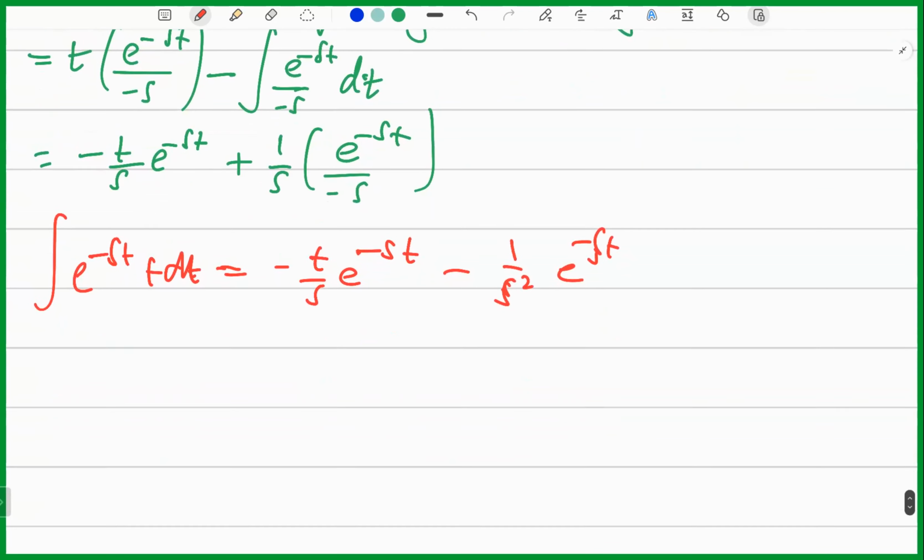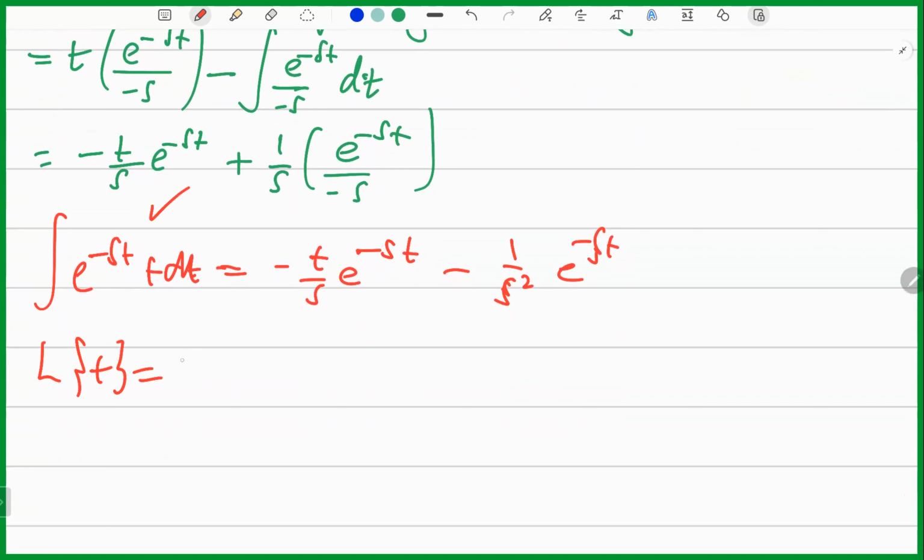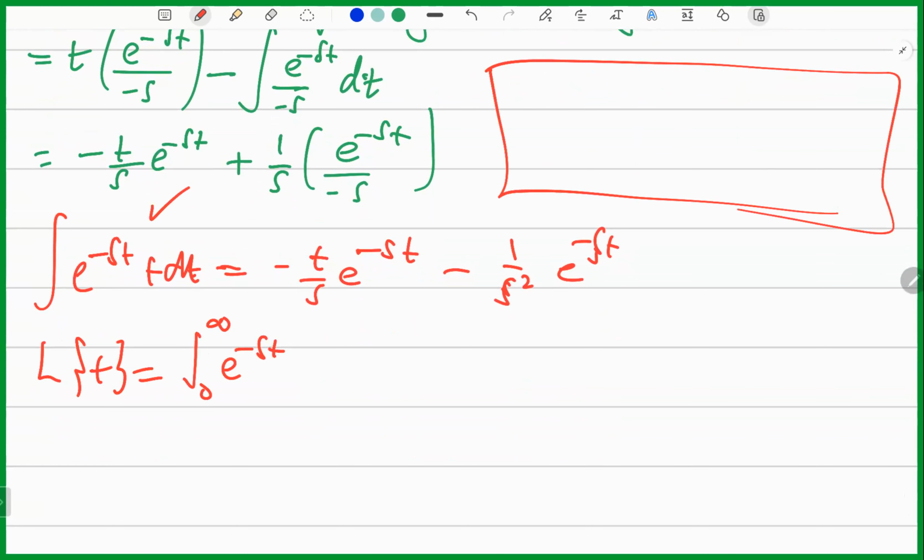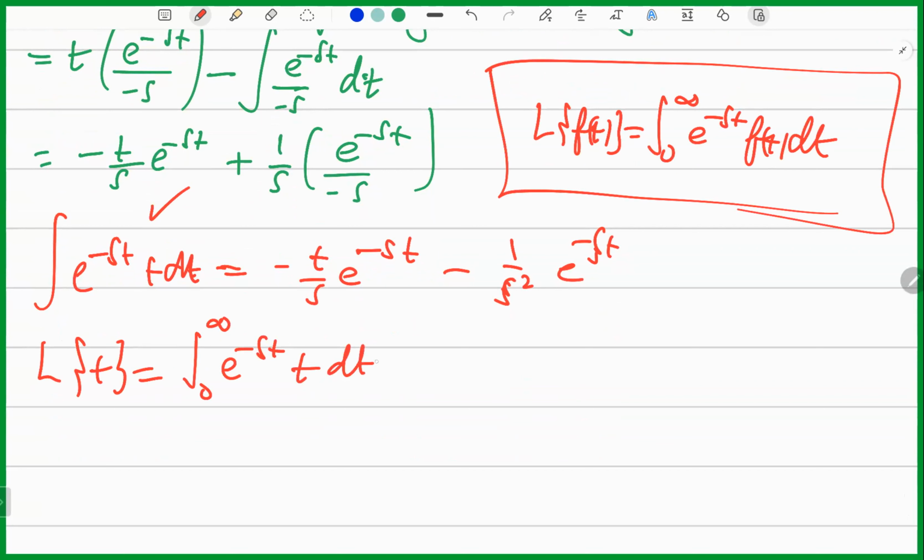After this, you say, okay, I've got these integrals. So the Laplace transform of t is actually the integral from 0 to infinity of e to the minus st, because the Laplace transform of f of t is the integral from 0 to infinity of e to the minus st f of t dt. This is the formula for the Laplace transform from first principles. Obviously f is t here, so you have this. What is this? You always put the limit.